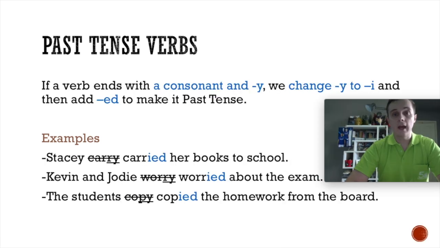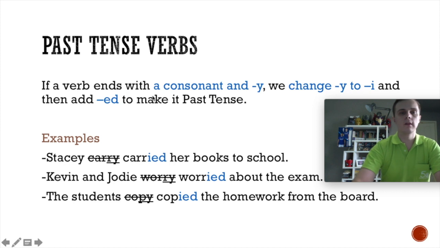Now, if a verb ends with a consonant and y, like we've done before, we change y to i, and then we add ed to make it past tense. So, Stacy carried her books to school. The verb carry ends with the consonant R and then the letter Y. So we change this Y to an I before we add ed. Carried becomes C-A-R-R-I-E-D.